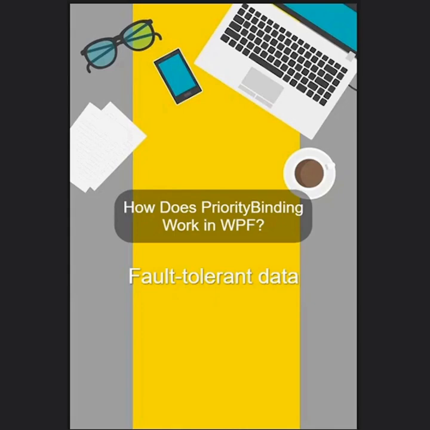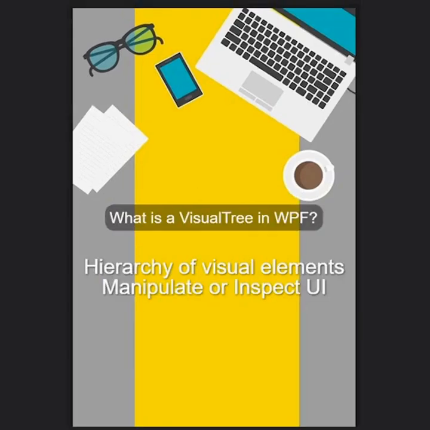Priority binding in WPF allows you to bind multiple sources to a property and use the first one that returns a valid value. It's perfect for scenarios where one data source might not be available. WPF automatically picks the first available value from the binding. Use priority binding to create flexible, fault-tolerant data display.